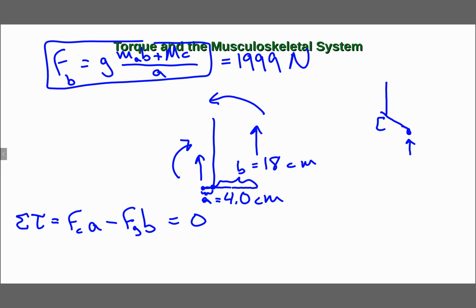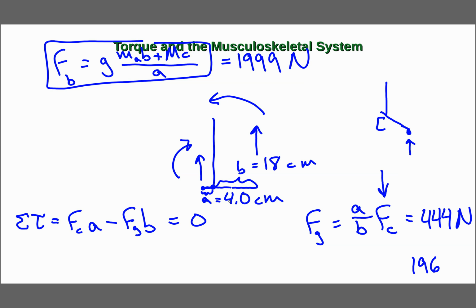So if we do this, then Fg equals A over B Fc, right? And so if we say that the force that the calf can apply is the same as the force that the bicep applied in the first problem, then the amount that we could lift is 444 newtons, okay? And remember from the first problem, we were only lifting 196 newtons, right? A 20 kilogram object.